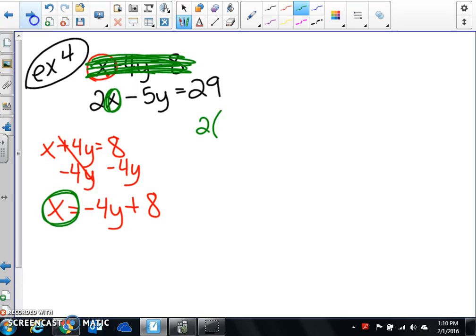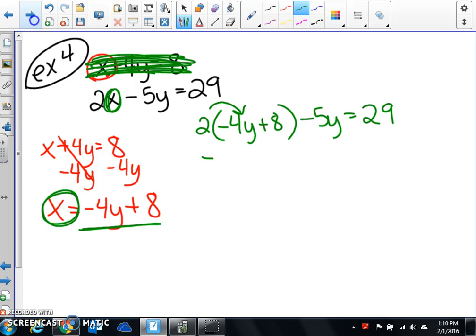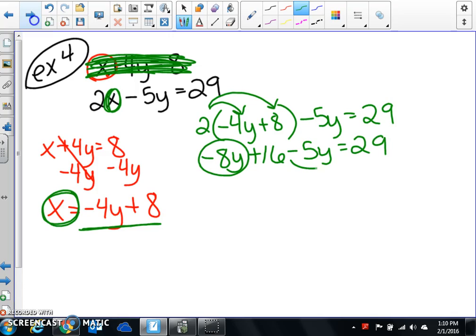So 2 times, this is what my x equals, negative 4y plus 8. Now I write everything else. Minus 5y equals 29. Now I have to distribute. 2 times negative 4y is negative 8y. 2 times a positive 8 is a positive 16. Drop everything else down. Combine like terms. Negative 8y minus 5y is a negative 13y.